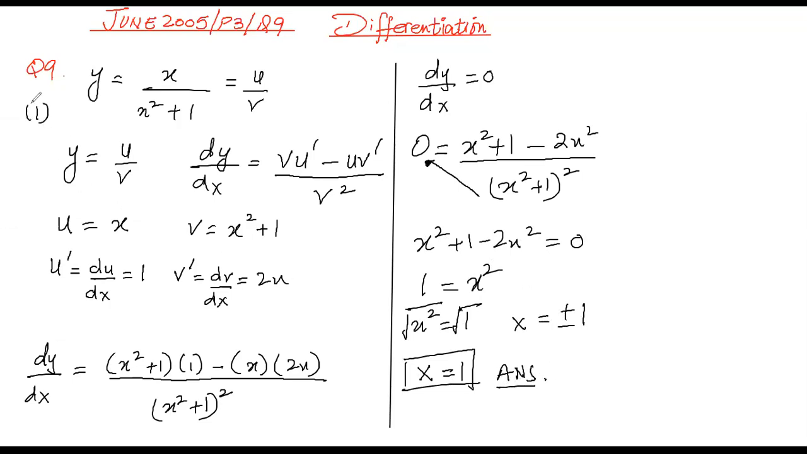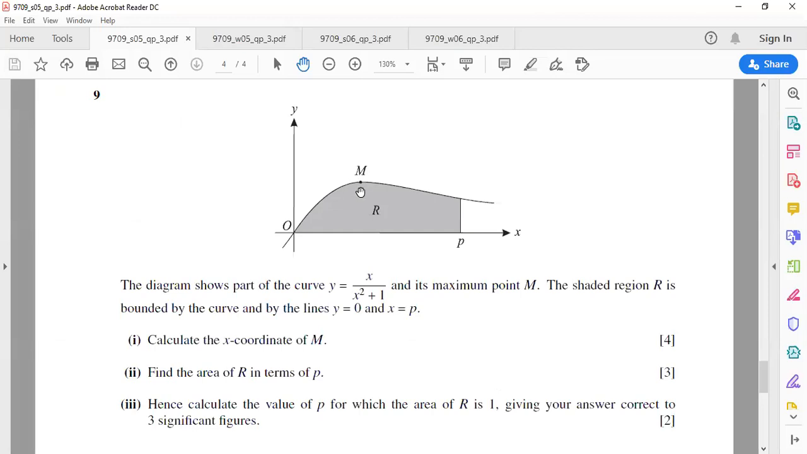We just have a look at the question, and you can see the x coordinate is on the positive side. If we go back to the question right over here, the maximum point M is on the positive x-axis. So we got two values, x is equal to -1 and +1. So x over here in this case has to be +1, since this is the coordinate of M. So that's part 1 done.